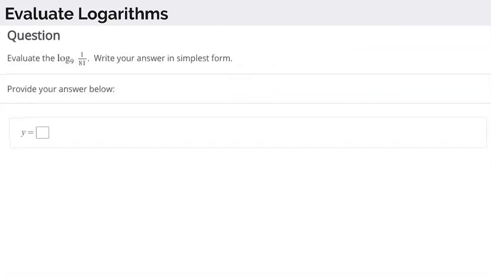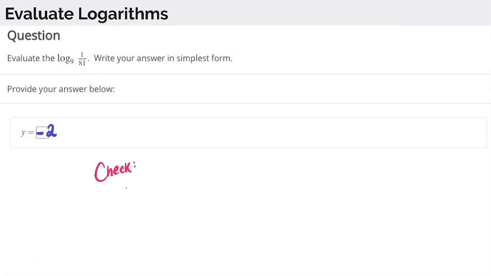Okay, so if we look at another one and ask that same question, this is asking us what power would we have to raise 9 to get 1 over 81? And to get 81, we would have to square it. So since we have the reciprocal of that, 1 over 81, that means we need to have a negative exponent. And remember, you can always check this by switching it to the exponential as well.